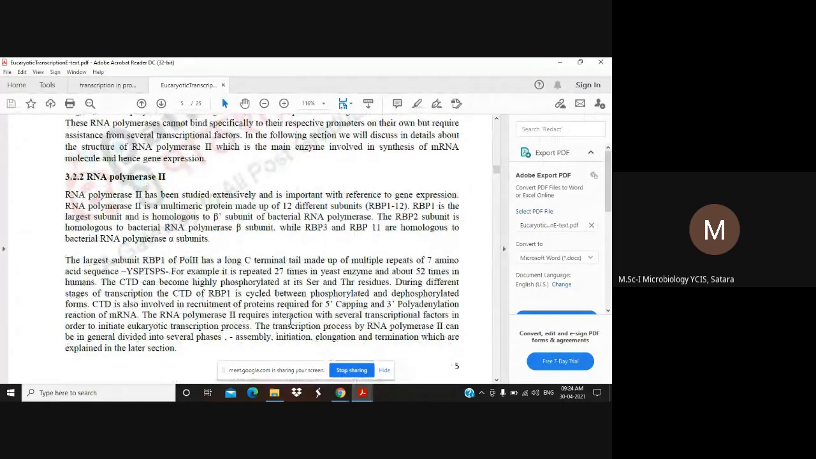RNA polymerase 2 is studied extensively and it is important with reference to gene expression.